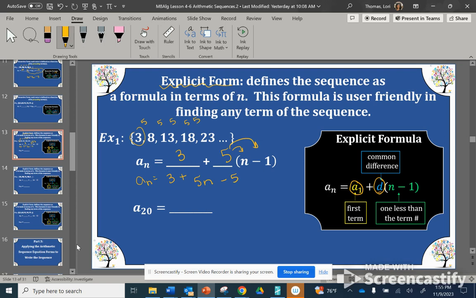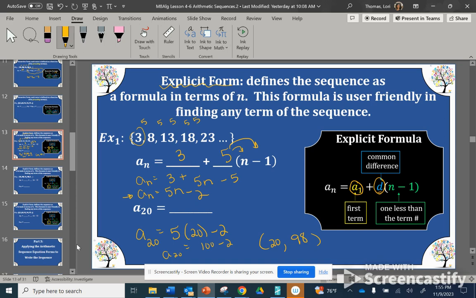and then combine like terms. And now we're going to use this explicit form that's been simplified to find the 20th term. So I'll make an ordered pair. The 20th term is, and we're going to plug it into our function: 5 times 20 minus 2 is 100 minus 2, and that gives us the 20th term is 98.